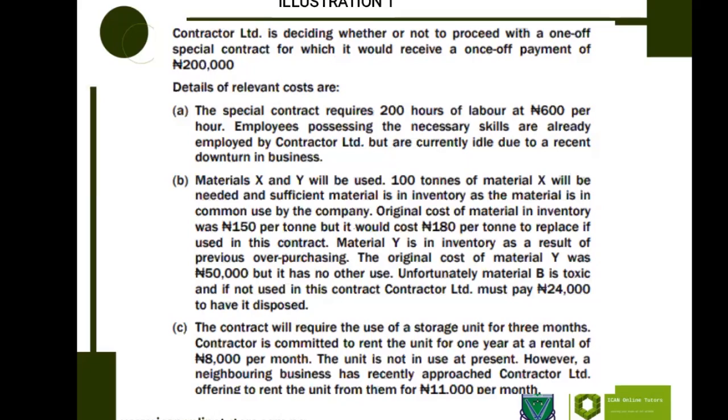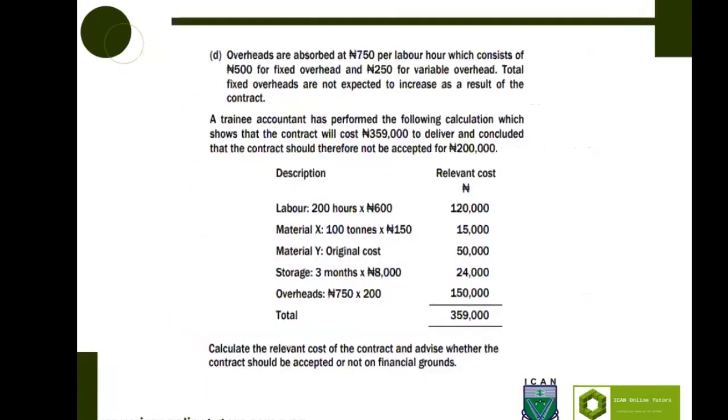So the relevant cost is 11,000 times 3, which is 33. For the overheads, they are absorbed at 750 per labor hour, which consists of 500 for fixed overhead and 250 for variable overhead. Total fixed overhead is not expected to increase as a result of the contract.